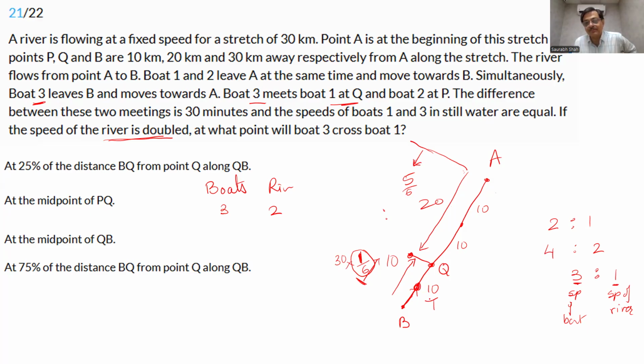Let's just call it a point T. T is 5 kilometers, exactly between B and Q, at the midpoint of QB. The correct answer is option 3. Option 3 is the right answer. Midpoint of Q and B.